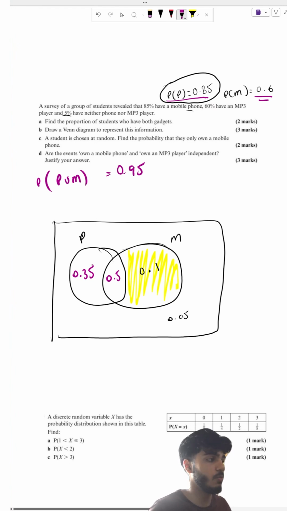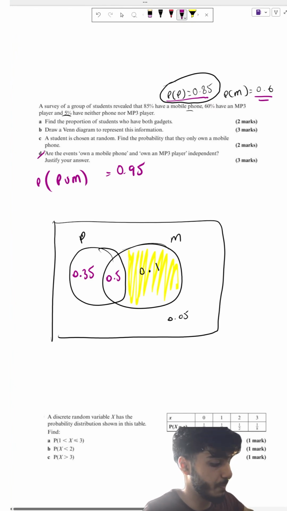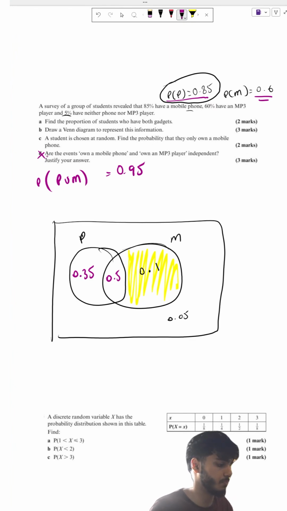And then from here the rest of the question is really easy in my opinion. I'll skip out D. I'm pretty confident that a lot of people know how to do it. If you're unsure, put a comment down, I'll go through it.